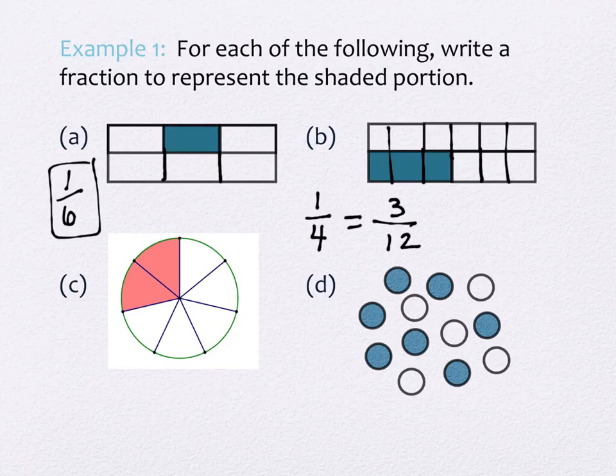C is a little different. At first glance, you might have been inclined to say how many out of how many are shaded in. You might have said 2 out of 8. And the reason that you might have said 2 out of 8, I know some of you counted because I watched you doing like this. This is great. You should definitely count.